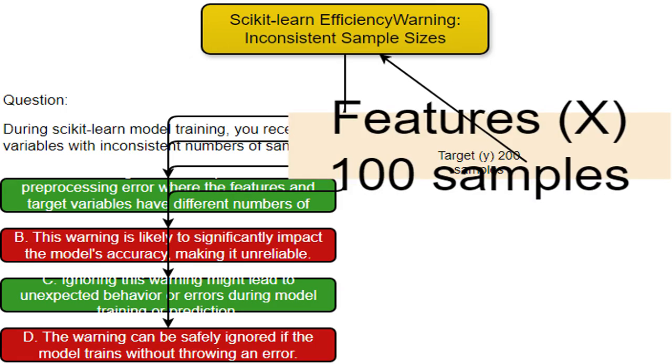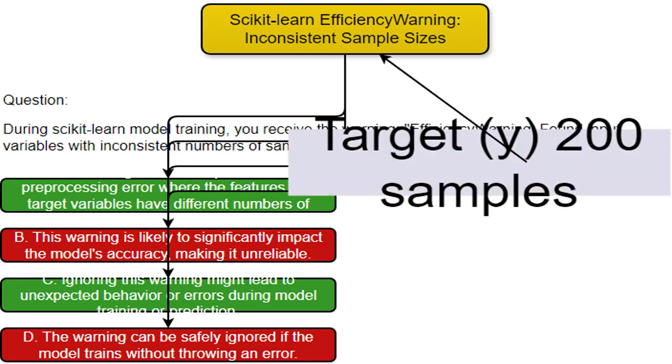This specifies that our feature set, represented by X, contains 100 data points. Think of features as the different characteristics or attributes we use to describe our data. For example, if predicting house prices, features could include size, location, number of bedrooms, etc. Here, Y represents our target variable, which has 200 samples. The target variable is what we want to predict. In our house price example, this would be the actual price of the house. Note that there is a significant difference between the number of samples in X and Y, which needs to be addressed.